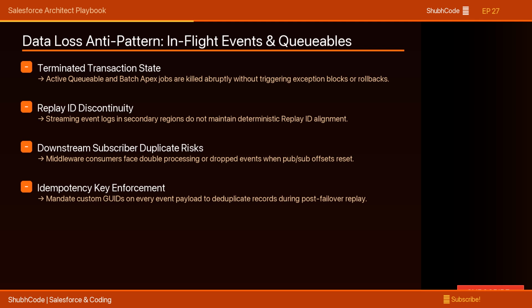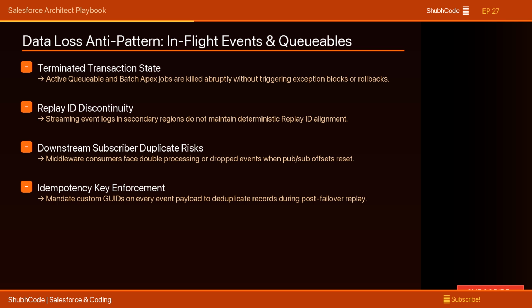A major anti-pattern during a disaster recovery event is ignoring the state of asynchronous message queues, platform events, and active transactions. When a hard regional failover occurs, any Apex transaction that was actively executing, such as a queuable job, batch Apex chunk, or future method, is abruptly terminated without a commit point. Even worse, event-driven streaming tools like platform events and change data capture rely on an ordered event log with assigned replay IDs. During a cross-region failover, the event streaming pub/sub bus in the secondary region might not possess the exact replay offset state of the primary region.